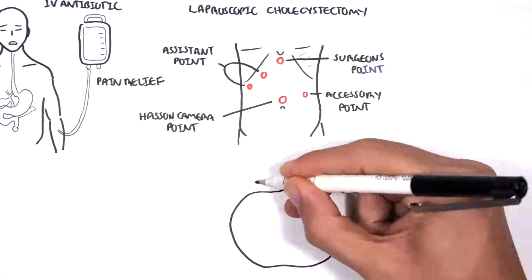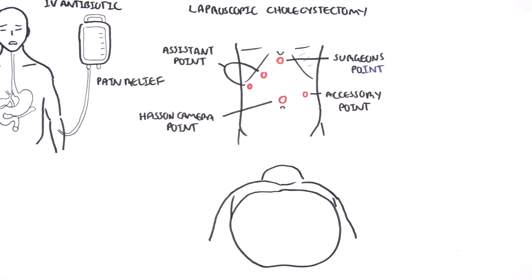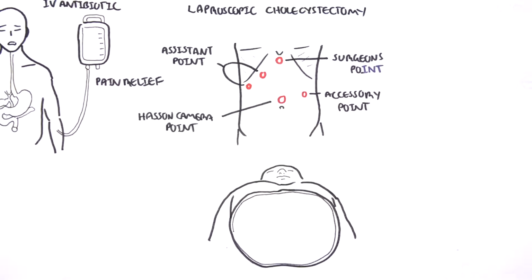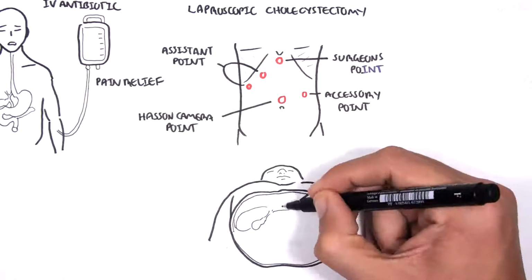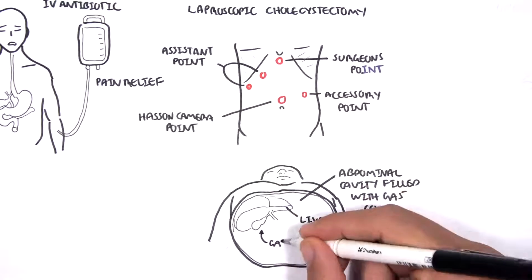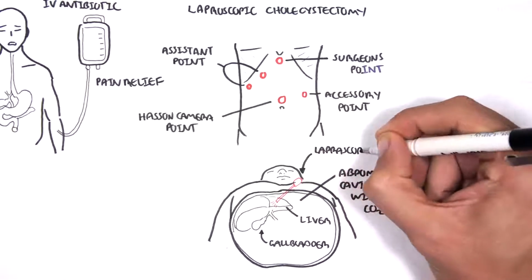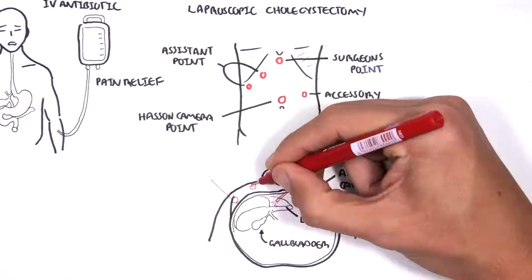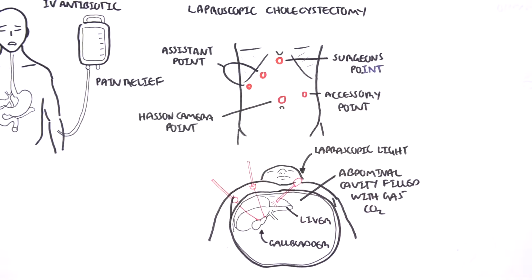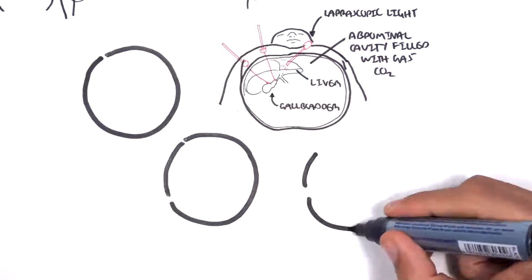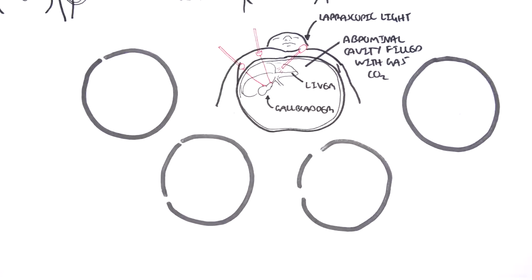Let us look inside the abdomen from an inferior view. The abdominal cavity is pumped with air, carbon dioxide, and this makes the surgeon's work easier as it creates space. So here is the liver, the gallbladder. Here is the laparoscopic light that views the area from the Hassan camera point, and the two assistant ports as examples of how things are assessed in the area. So I'm not a surgeon, but this hopefully will give you an understanding of cholecystectomy in general.